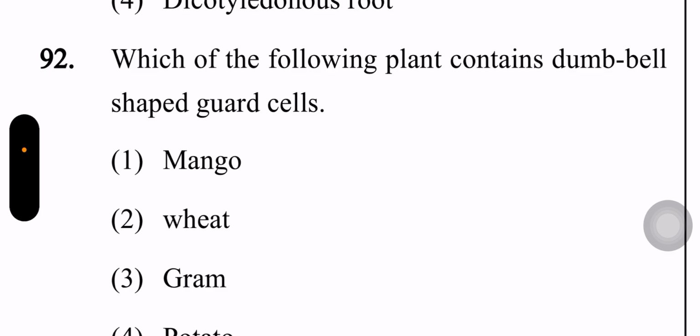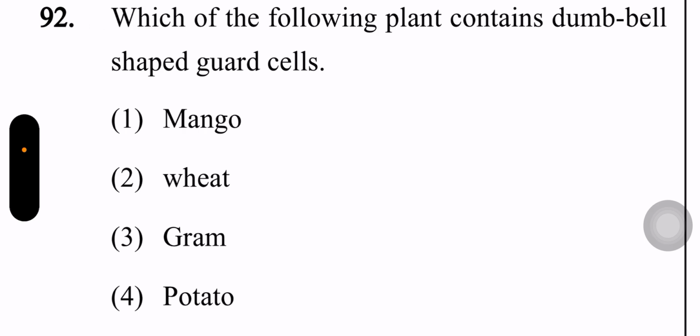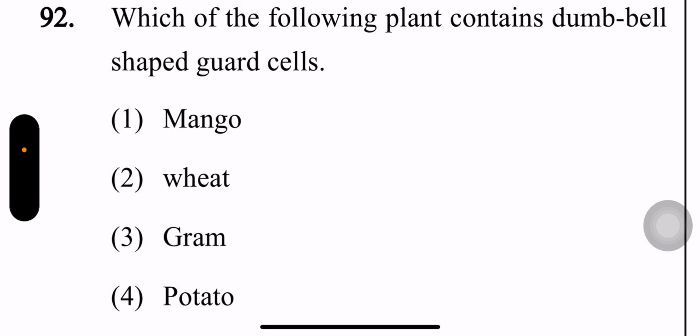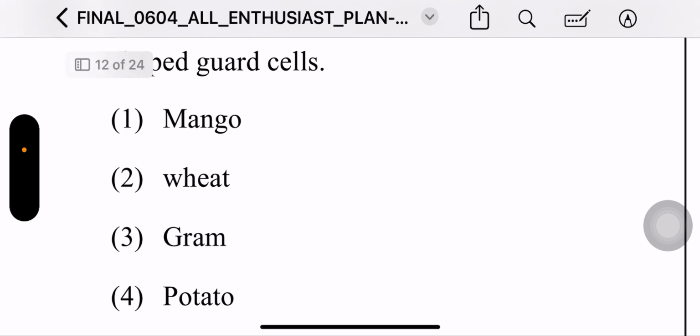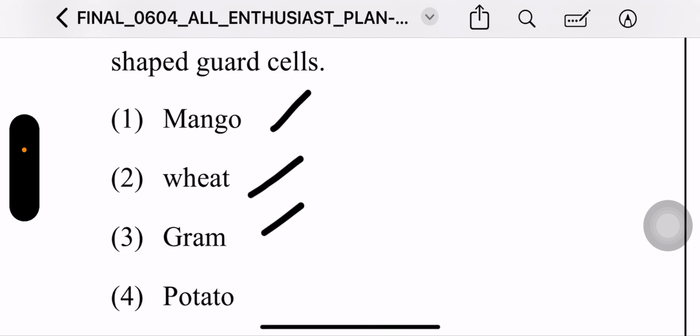So here you learn in 11th standard that dumbbell shaped guard cells are present in the dicot or monocot. Here the main thing is that these are present in the monocot. Okay, dumbbell shape is present in the monocot. So here bean shaped are found in the dicot. Now here option 1 they have given as mango, option 2 as wheat, and gram, and moreover the last one potato.